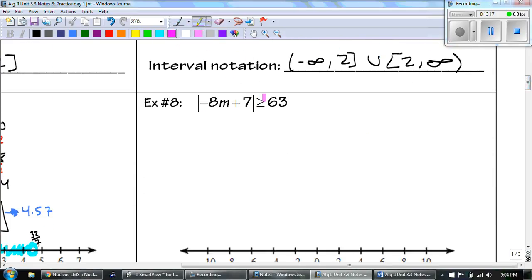Okay? So always look. There's our inequality. It's greater. So I have the -8m plus 7 is less than or equal to -63. So I always flip it for the negative. Or -8m plus 7 is greater than or equal to 63.